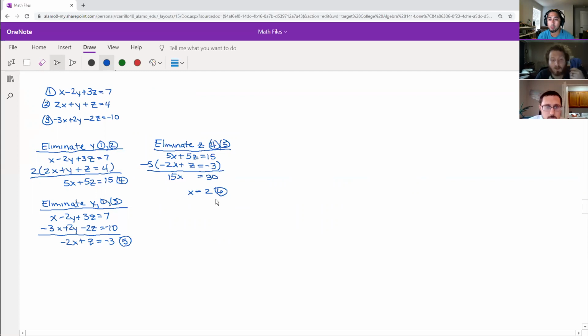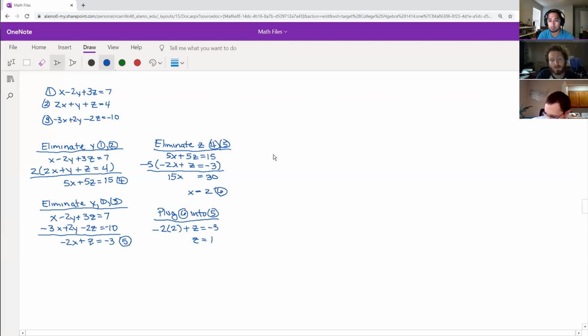All right. So now, again, back substitute backwards. We're going to plug 6 into 5, which looks easier. So you get negative 2 times 2 plus z equals negative 3. So negative 4, add 4 to the other side, you'll get z is equal to 1.